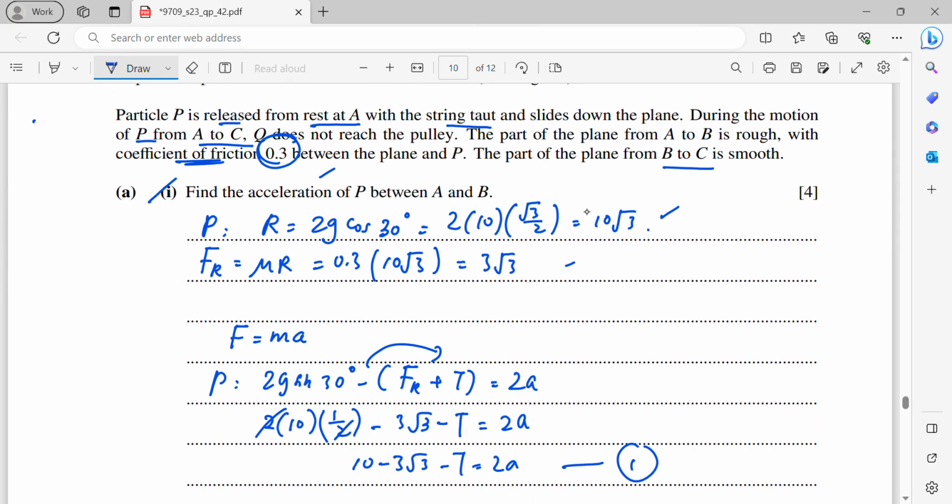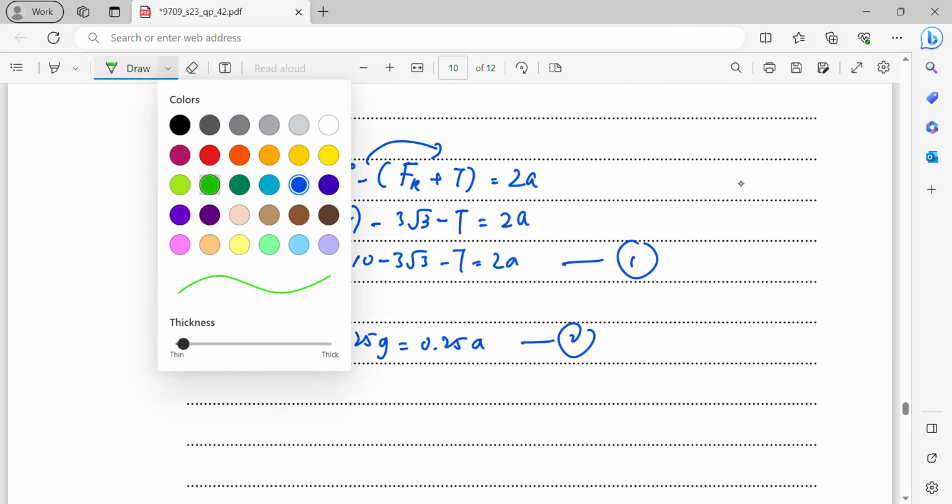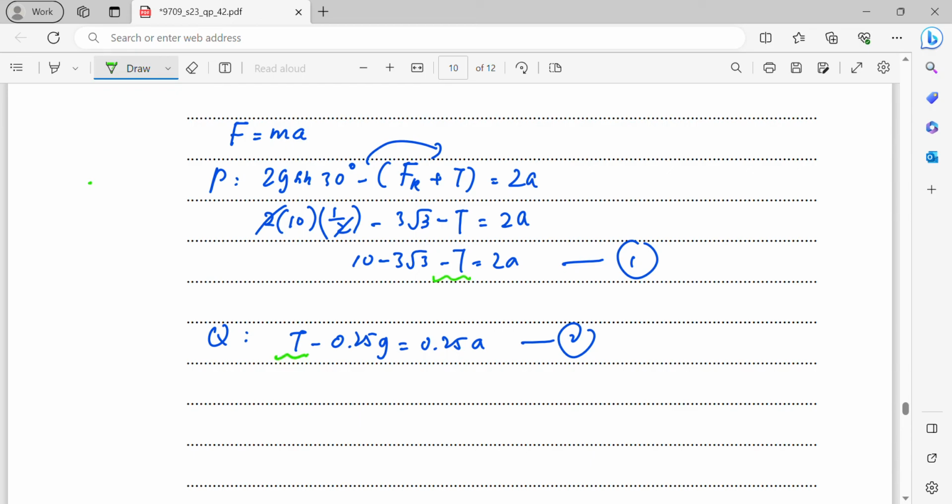And when you look at the question here, we need to get the acceleration, which is the A, which means we need to eliminate the T. So by looking at these two equations, the first one is minus T, the second one is positive T. Therefore, I will just add up these two equations. So first plus second, alright? The minus T will be cancelled off, then I will get 10 minus 3 root 3, then minus 0.25 G. The G will be replaced by 10 equals to 2A plus 0.25A. It will be 2.25A.